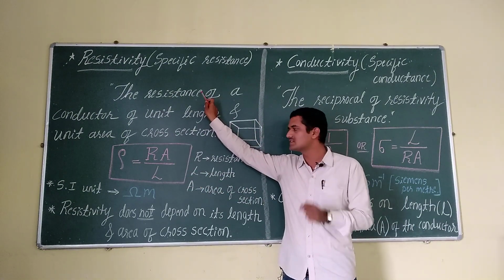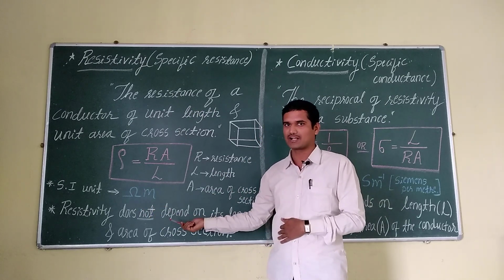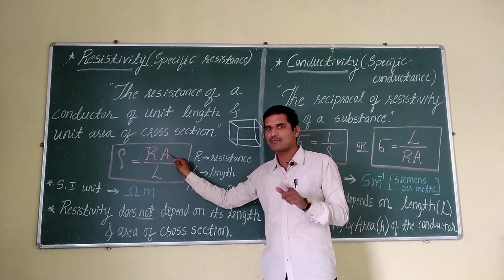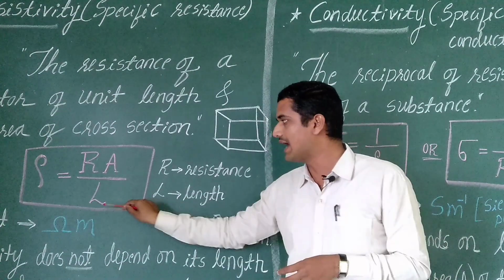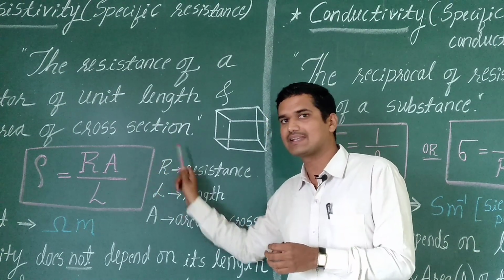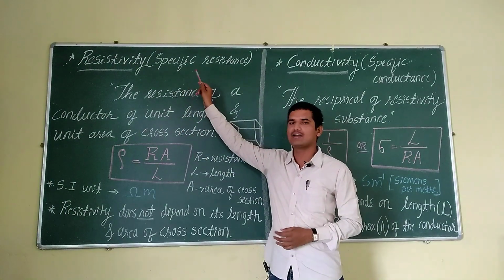And the SI unit for this resistivity is ohm meter. You can ask the question, how does this SI unit come? Generally, resistance has the SI unit ohm, area has the SI unit meter square, and for length it is meter. Meter and meter square get cancelled, only ohm meter will remain. That ohm meter is the SI unit of the resistivity.